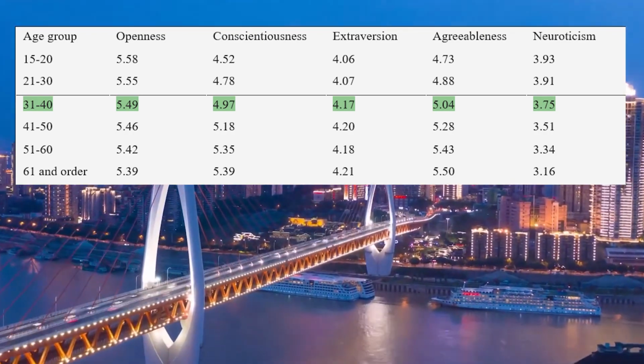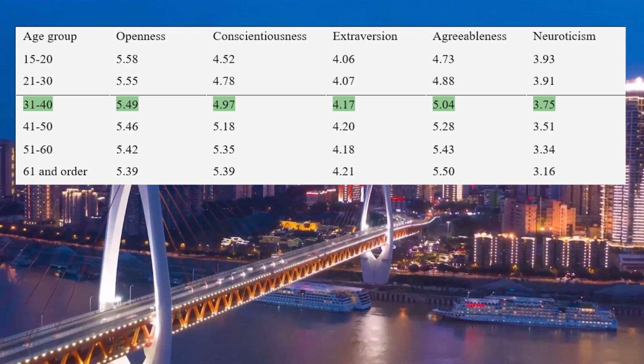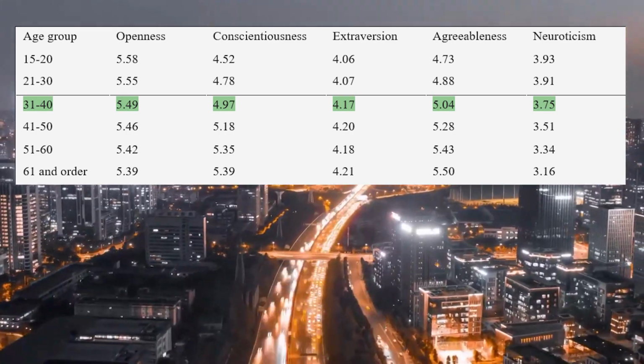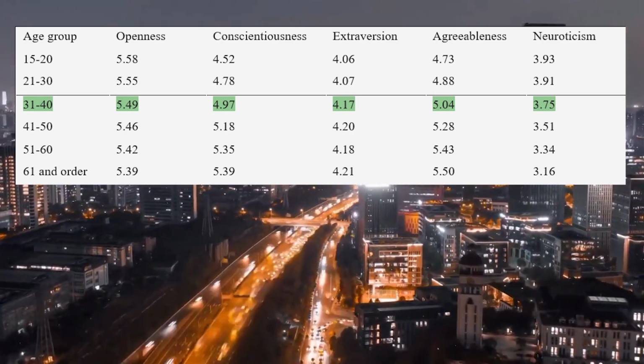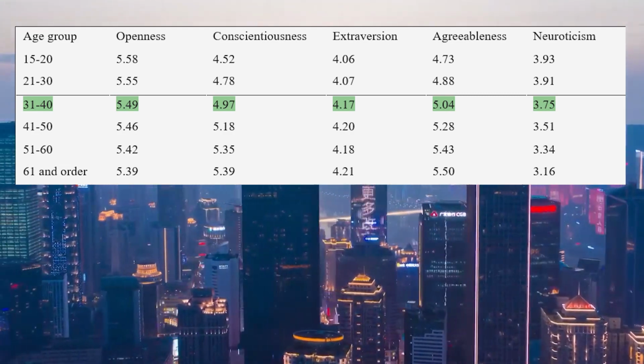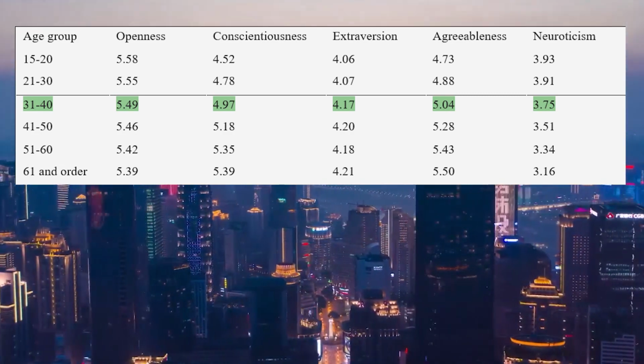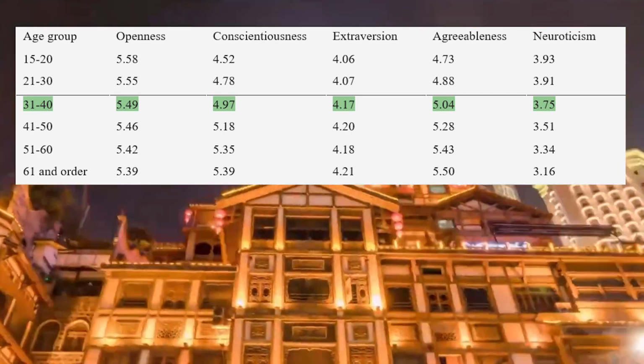Extroversion at 4.17 with standard deviation of 1.64. Agreeableness at 5.04 with standard deviation of 1.19. Neuroticism at 3.75 with standard deviation of 1.45.